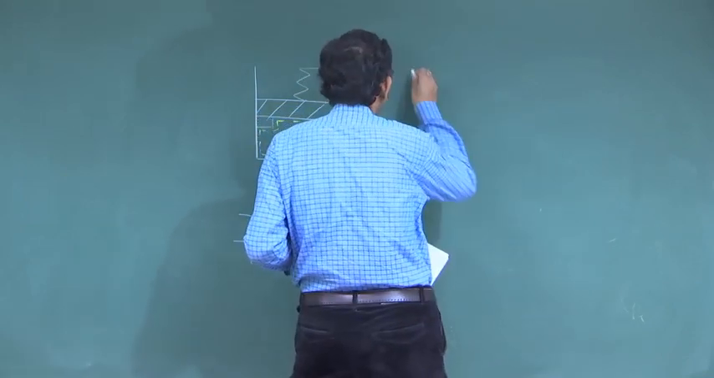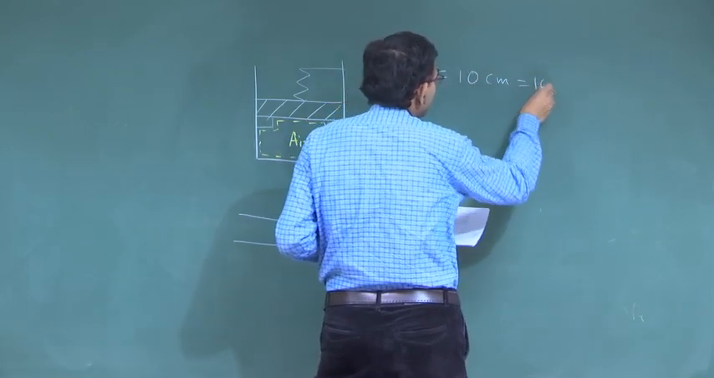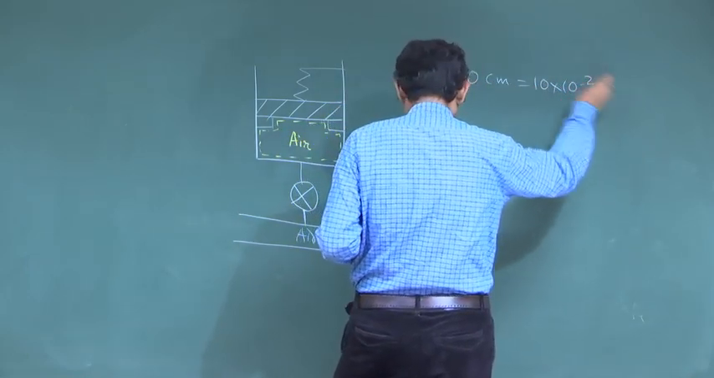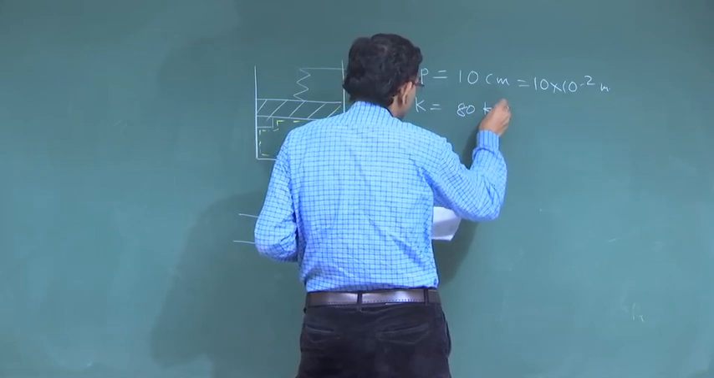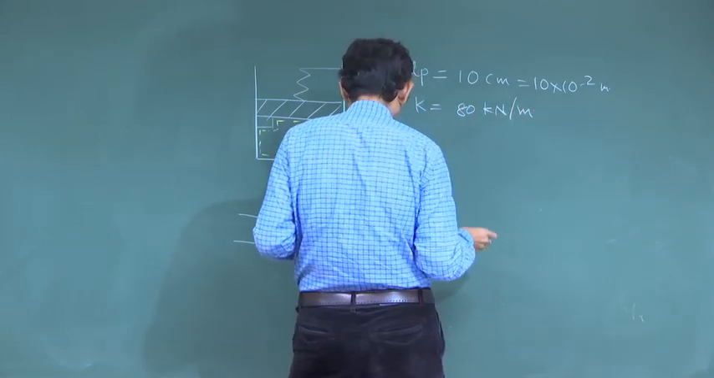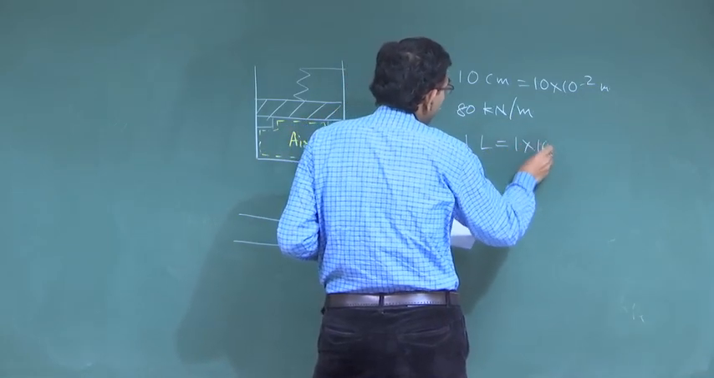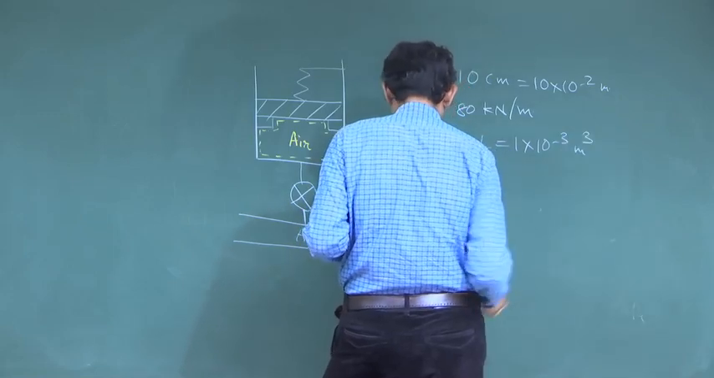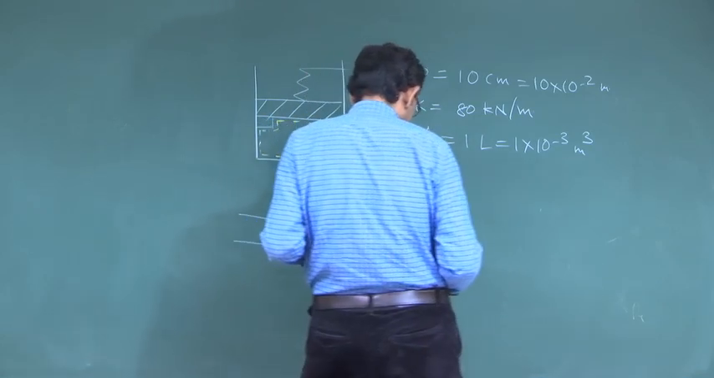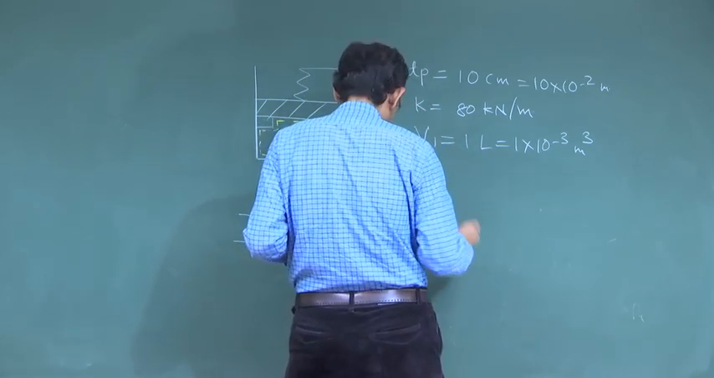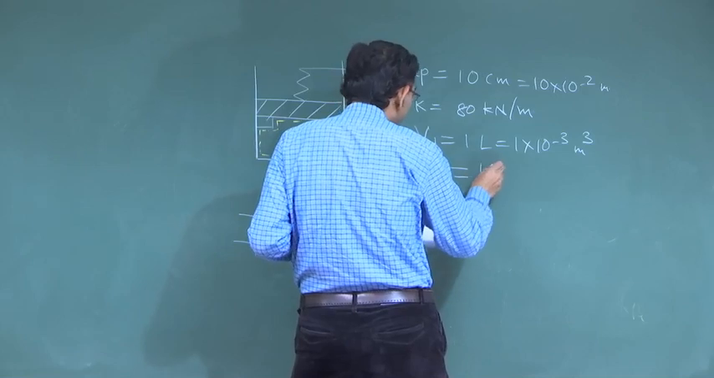note the property data. Diameter of the piston is 10 centimeter, this is 10 into 10 to the power minus 2 meter. The spring constant is 80 kilonewton per meter. V1 is 1 liter, that is 1 into 10 to the power minus 3 meter cube. Then P equilibrium 1, the equilibrium pressure at which the piston starts rising, is 150 kilopascal.